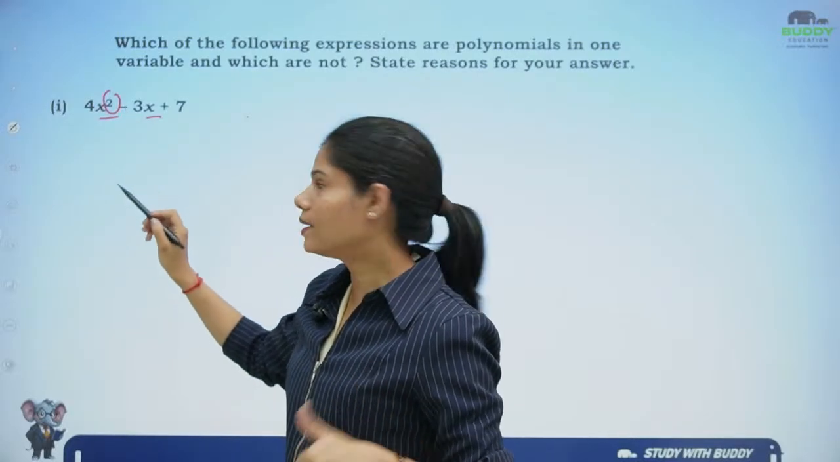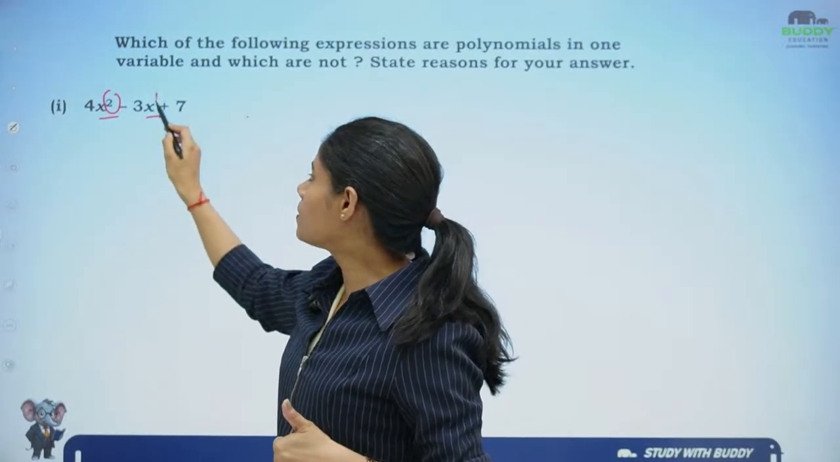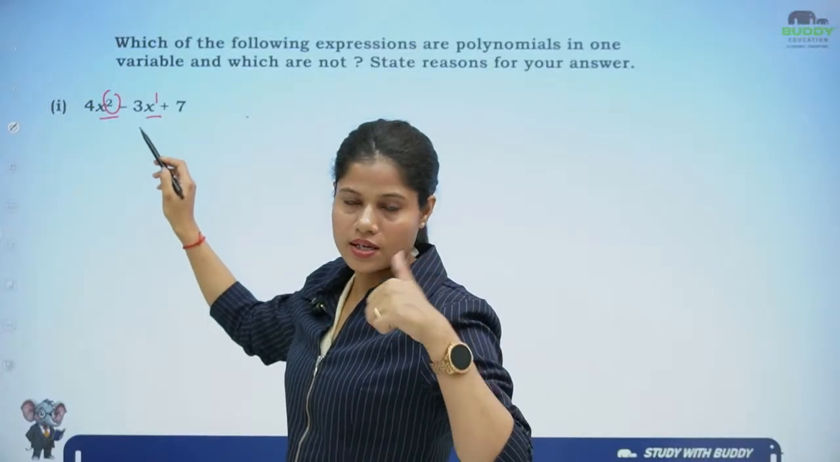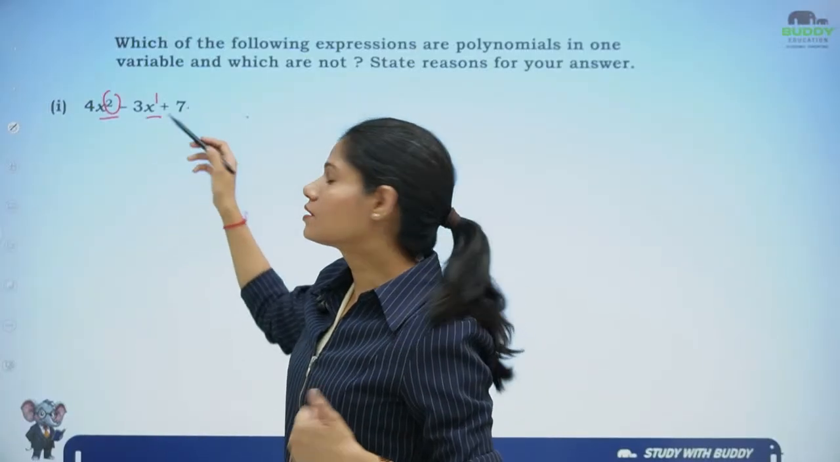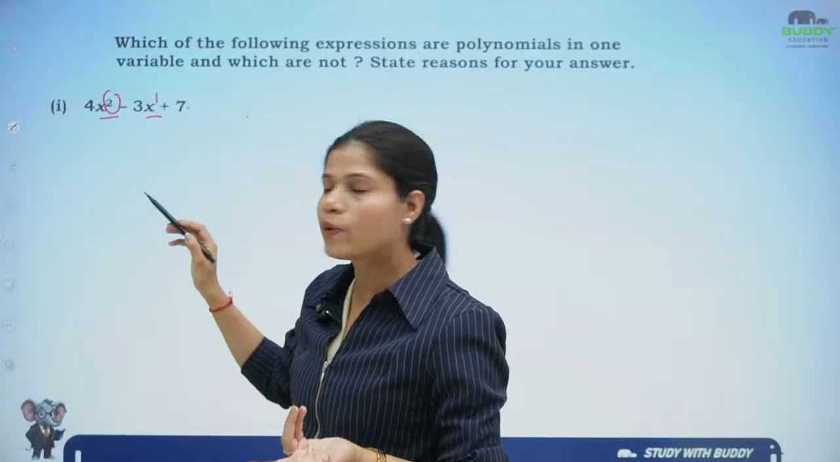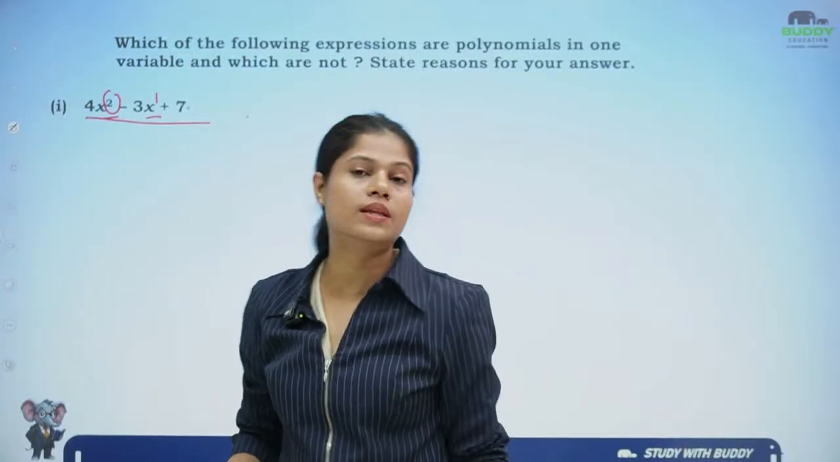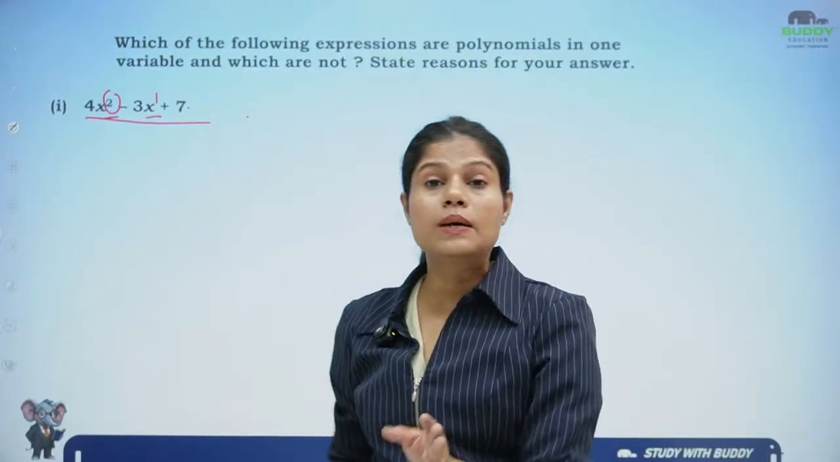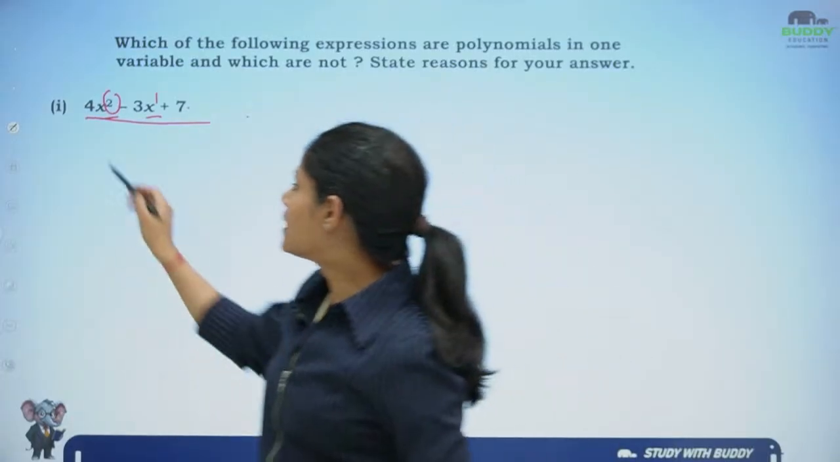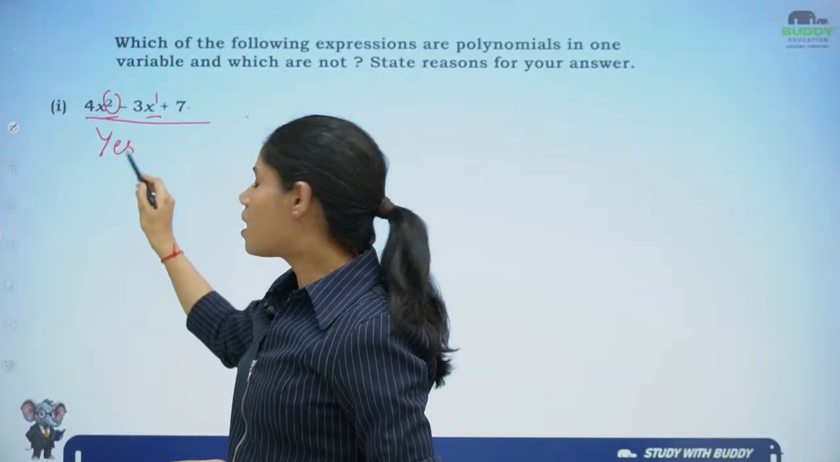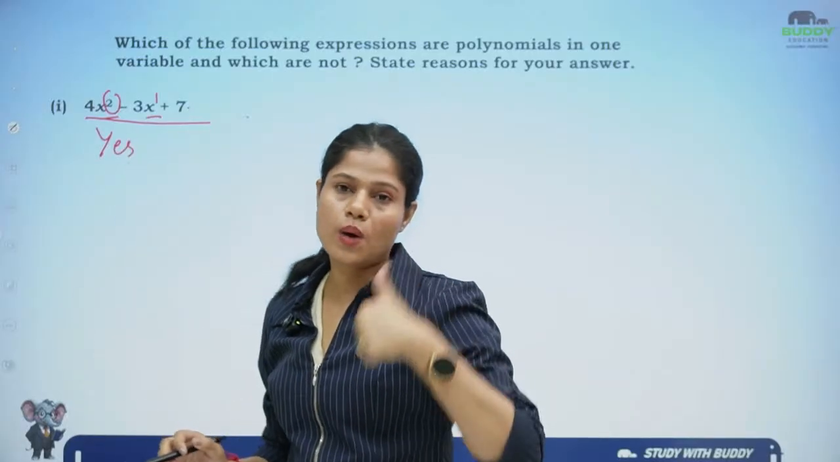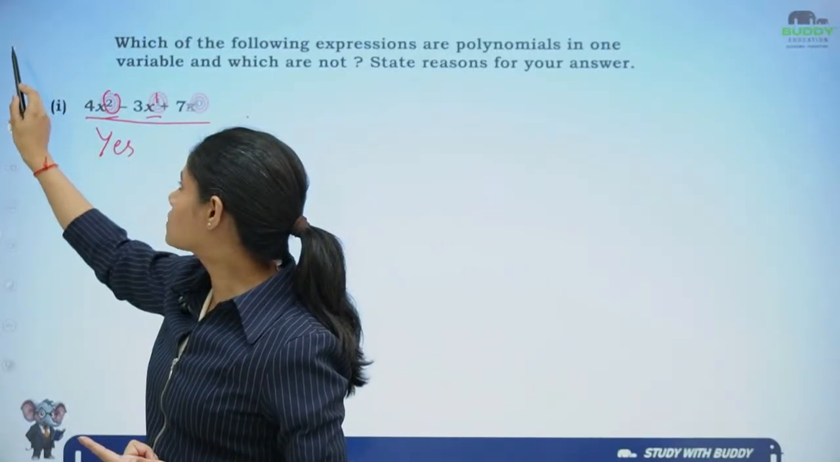Okay, it is a whole number. Now here the power of the variable is 1. So this is also okay. Here the variable is not there, so no problem. So we can see that in this example there is no issue with the power of the variable. All the powers are whole numbers. That's why yes, it is a polynomial in one variable. So the first example is clear.